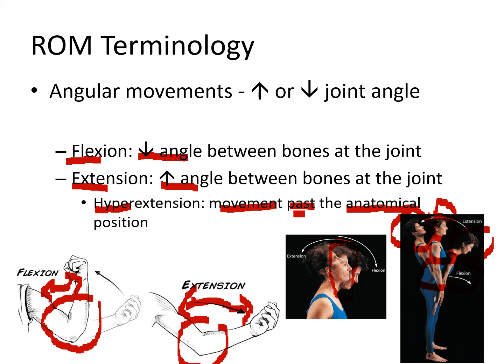Hyperextension could be done within the neck, within the spine, within the shoulder joint, and within the hip joint, just to name a few. So once again, flexion versus extension. Flexion is to decrease the angle between the bones at the joint. Extension is to increase the angle between the bones at the joint.